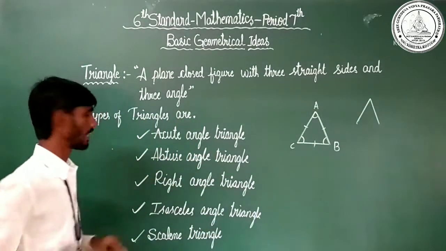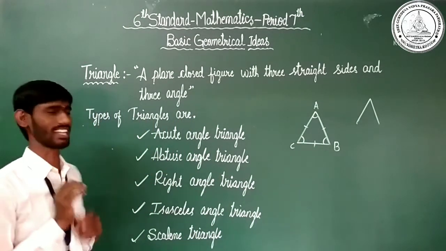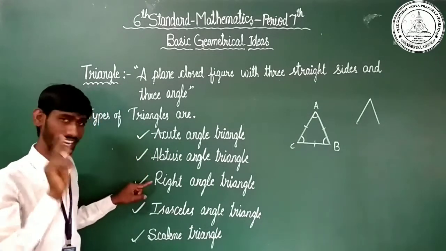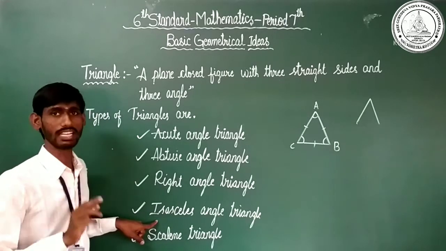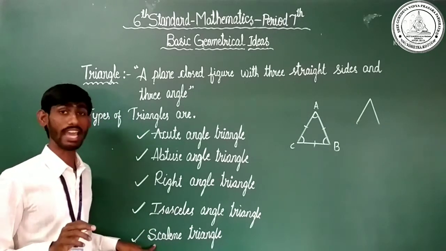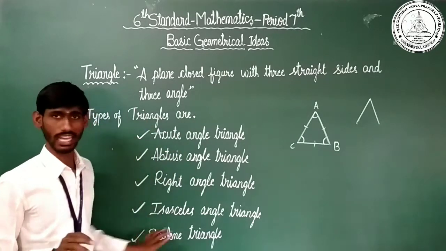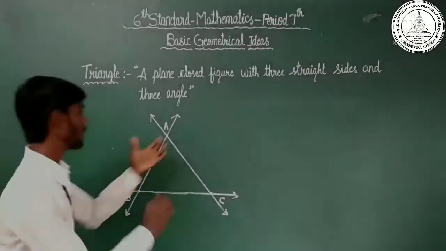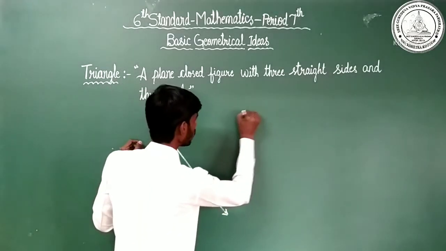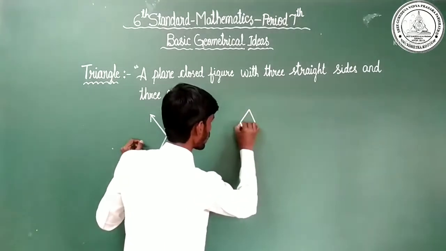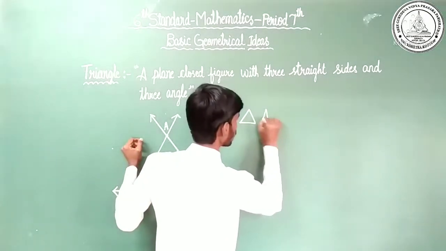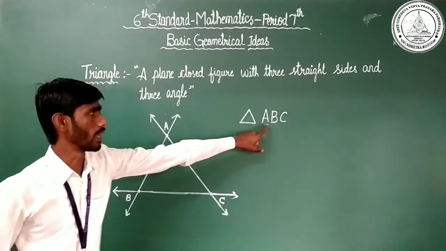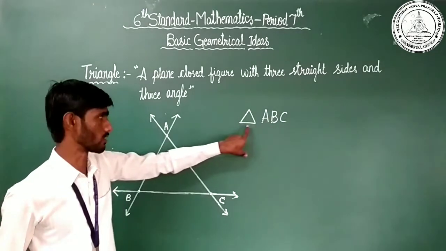Okay, dear children, are there any types of triangle? Yes, there are types of triangles: acute angle triangle, obtuse angle triangle, right angle triangle, isosceles triangle, scalene triangle. These are all the types of triangles. And also it is the definition of a triangle. ABC can be written symbolically as a triangle. This is the triangle, okay? Triangle ABC. What is ABC? It is a triangle. So, triangle ABC.